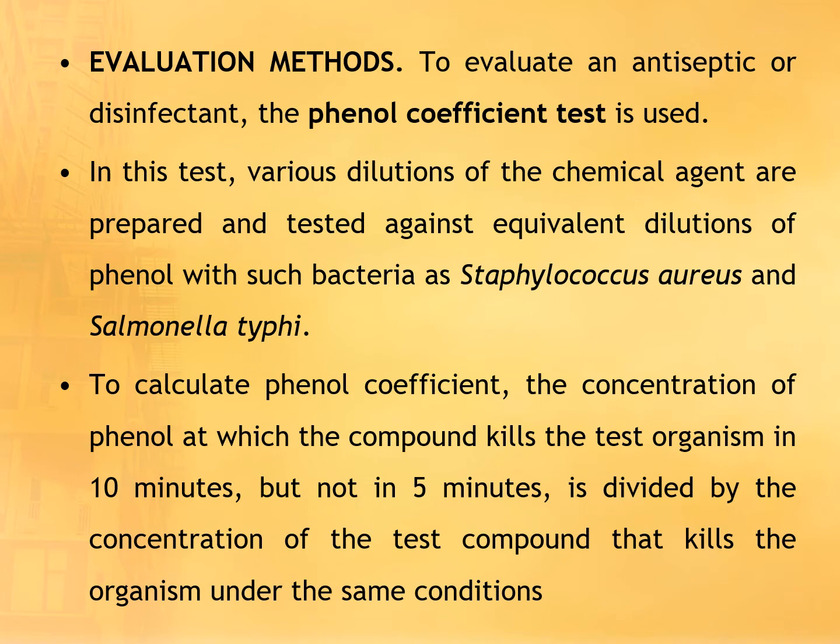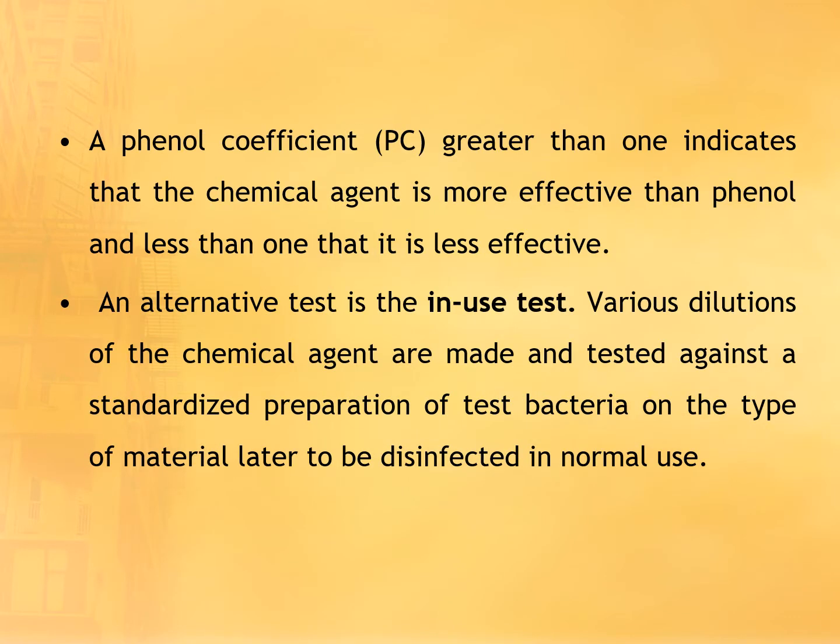To calculate the phenol coefficient, the concentration of phenol at which the compound kills the test organism in 10 minutes but not in 5 minutes is divided by the concentration of the test compound that kills the organism under the same conditions. A phenol coefficient greater than 1 indicates that the chemical agent is more effective than phenol, and less than 1 that it is less effective.